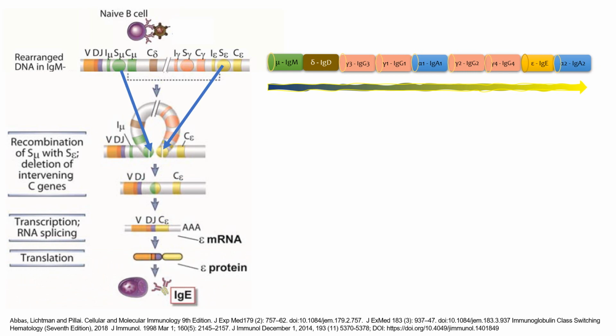Again, the variable region has not changed in this example. We're just showing how the same identifier for the same drug will now become an IgE by splicing out the intermediate genes and selecting the IgE. And this is driven by the specific Th phenotype and the cytokines that were stimulated by that first interaction or sustained interaction from the drug epitope being presented to the T cell.